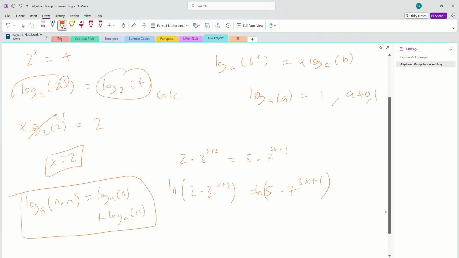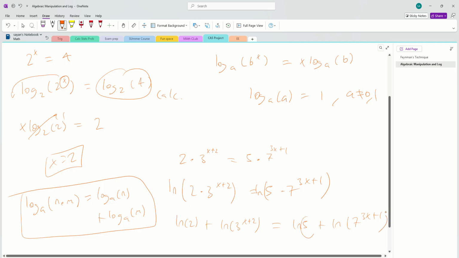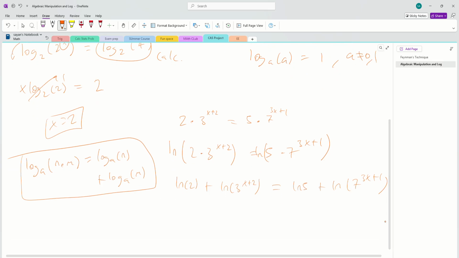In other words, we're going to have ln 2 plus ln of 3x plus 2 is equal to ln 5 plus ln of 7 3x plus 1. By the way, if you have just one thing, you don't really have to write the brackets. This is just sort of implied that it's ln 5. Okay.